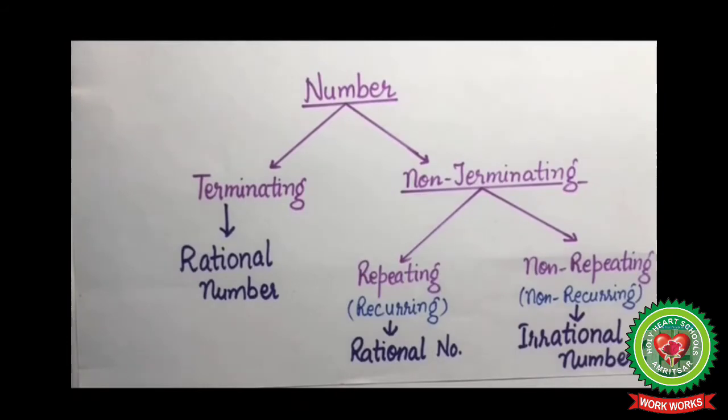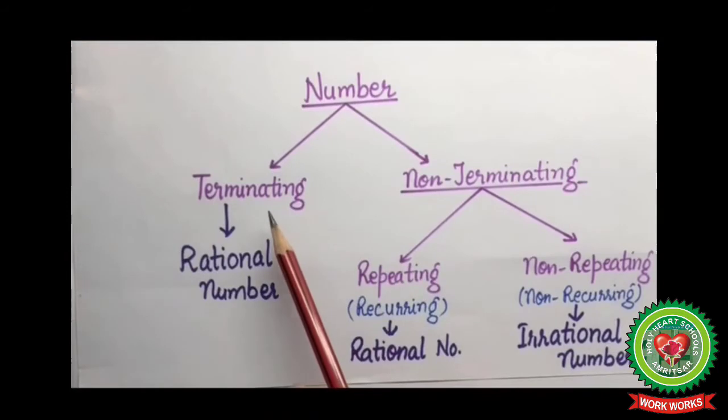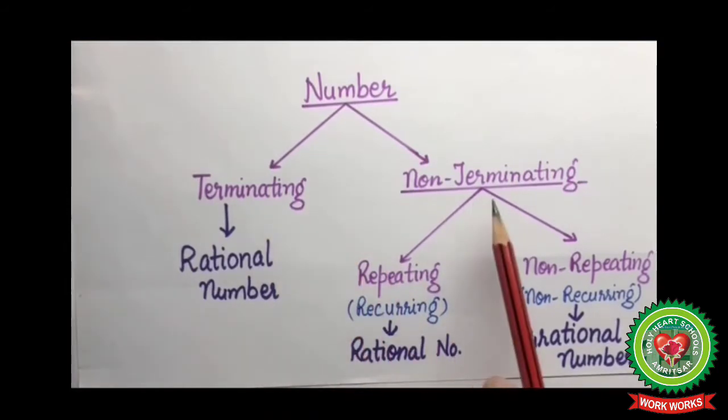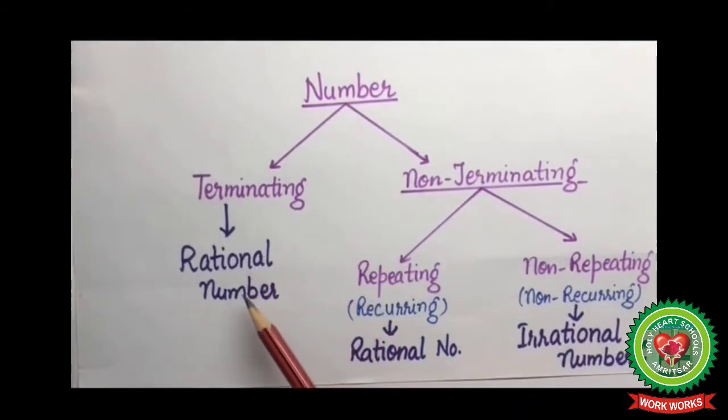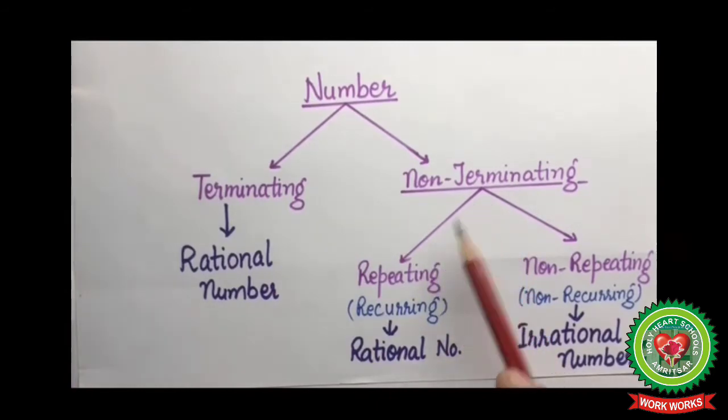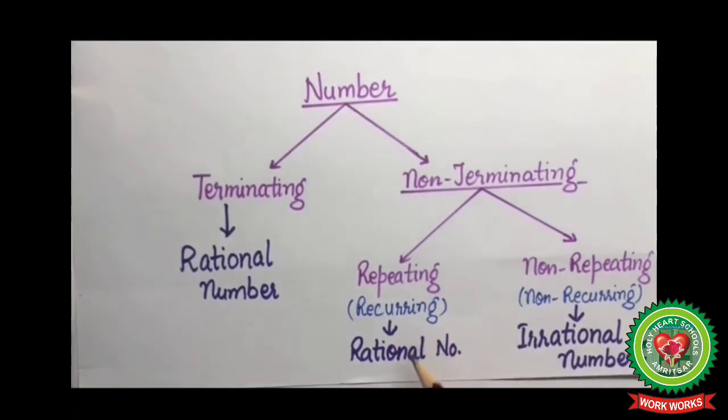So students, let us have a recap of whatever we have done till now. Numbers, there are two types, whether they will be terminating one or a non-terminating one, that is a fraction solely. So terminating ones are called rational numbers, and non-terminating ones are of two types. The first one is repeating and the second type is non-repeating. Repeating ones are also called recurring ones, so they are also rational numbers. And the non-repeating ones are called non-recurring and they are also called irrational numbers.